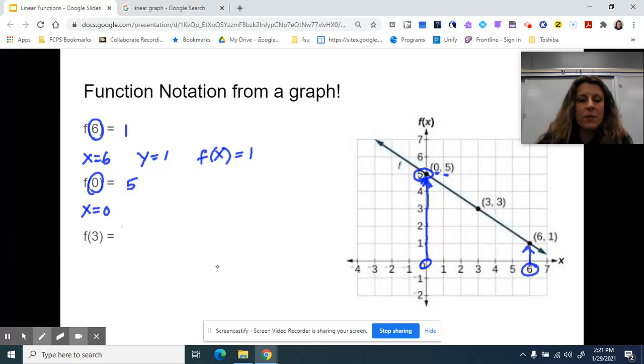Okay, the last example, our input is 3. Let's go to where x equals 3. And we want to find our output. When x equals 3, y equals 3.